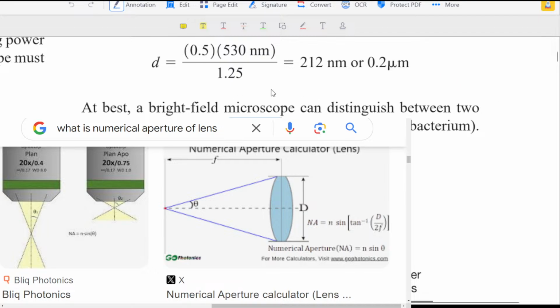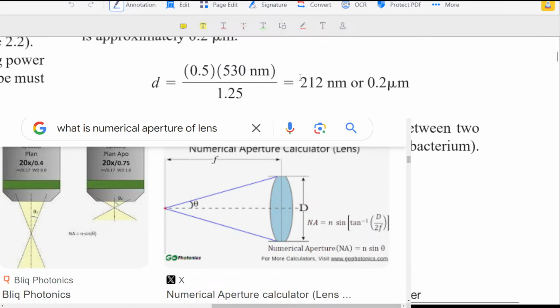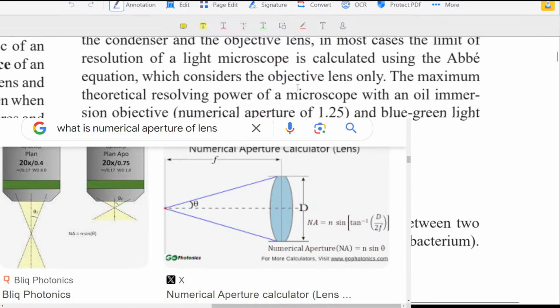So resolving power is the ability to differentiate between two objects, like how close two objects can be and still be told apart. Microorganisms are so small and can be close together, in nanometers. So it depends on the microscope how deep it can go into that distance. So according to Abbe, if we have 0.5, we are talking about the light microscope, used with blue-green light. Alright, so with blue-green light it is approximately 0.2 micrometer.